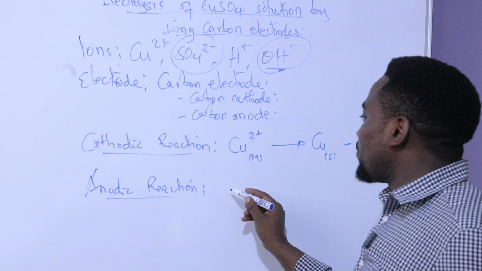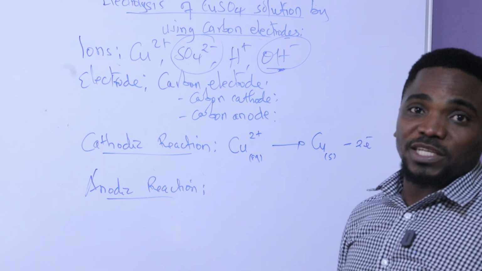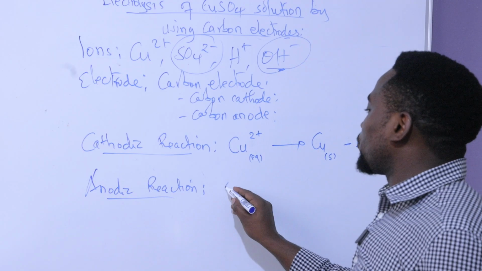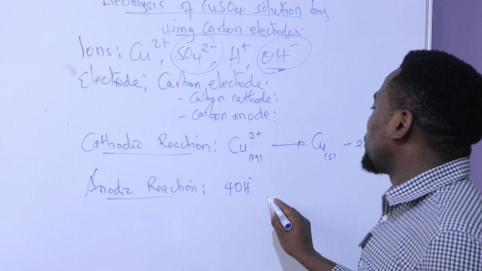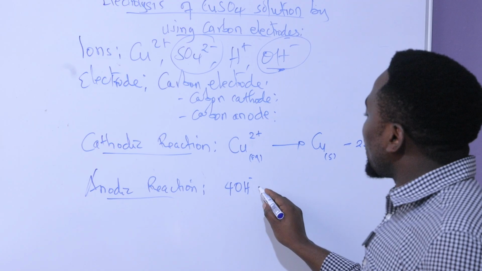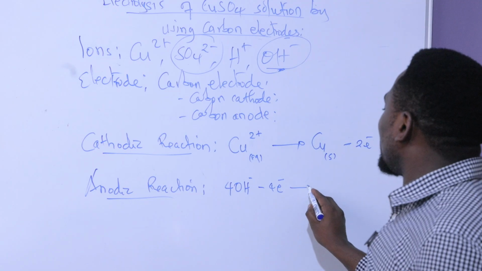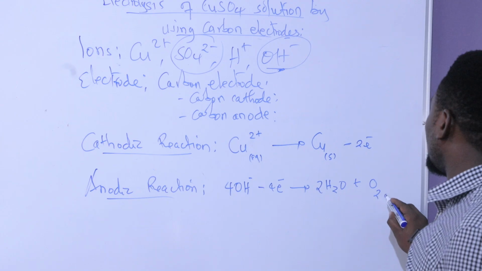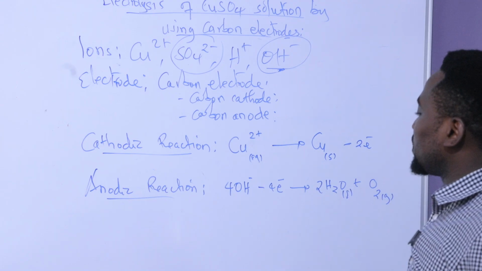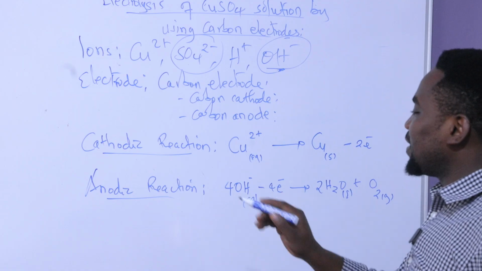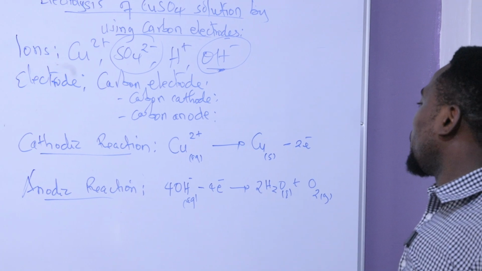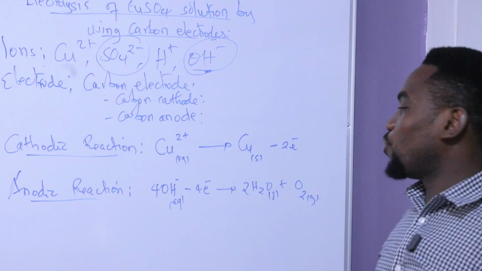What happens? You'll be having this. I'm giving us a general reaction, so you have to take it as a general reaction. That is going to be 4 OH- ions, minus 4 electrons, then we'll be having 2 moles of water, plus oxygen. That is g, that is l, that means liquid, and this is aqueous. So this is what happens at the anode. You'll be having 4 OH-, minus 4 electrons, then we obtain 2 H2O, plus O2. So this one is very simple.